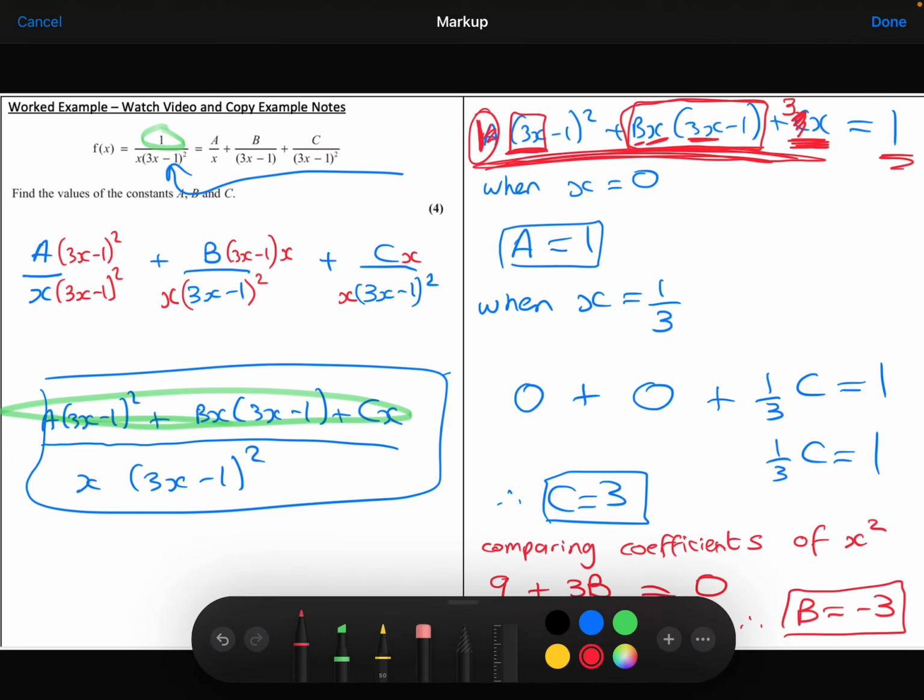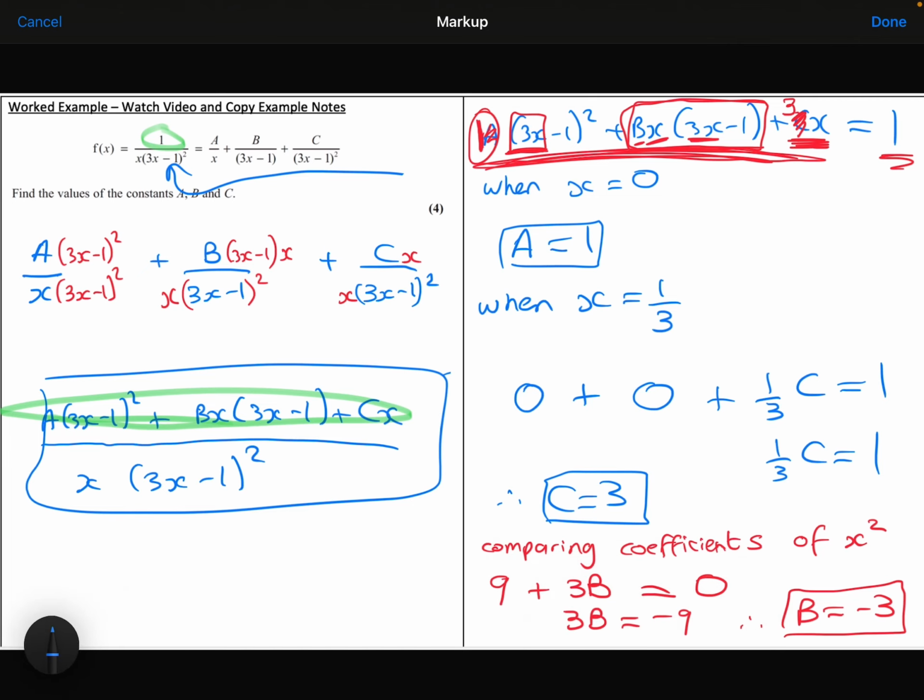And so my final answer is that f of x is equal to 1 over x, because my a was 1, minus 3 over 3x minus 1, because my b was minus 3, plus 3 over 3x minus 1 squared, because my c was 3.